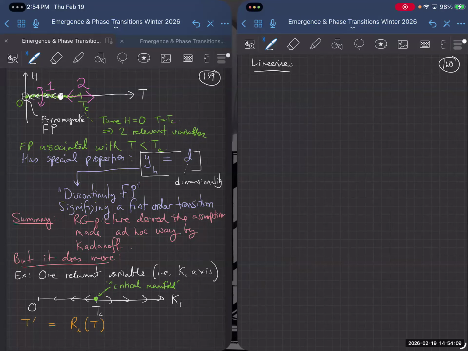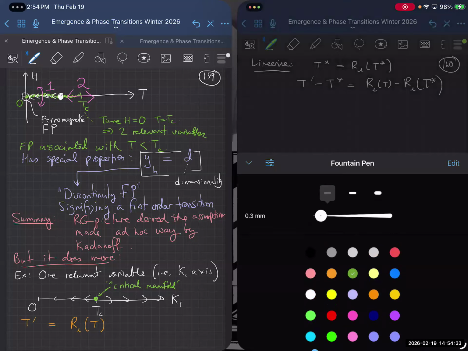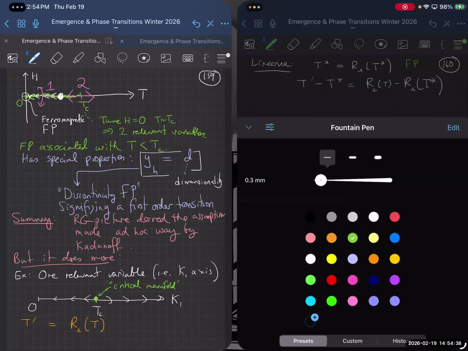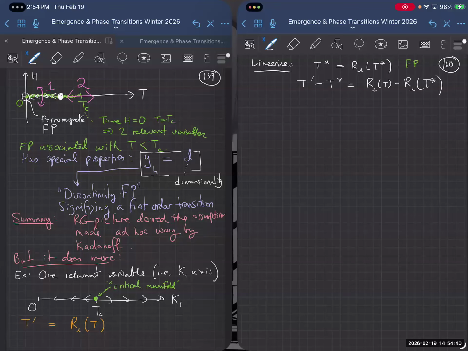When I linearize, I get that T star is equal to RL of T star. So therefore, T prime minus T star is equal to RL of T minus RL of T star. So this is my fixed point condition. This is my deviation from the fixed point, and then I'm going to linearize.